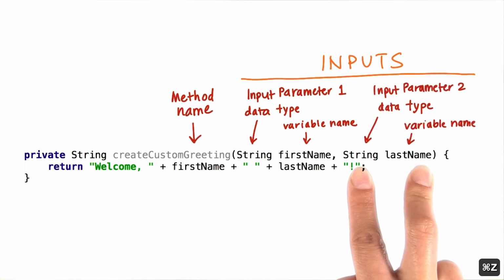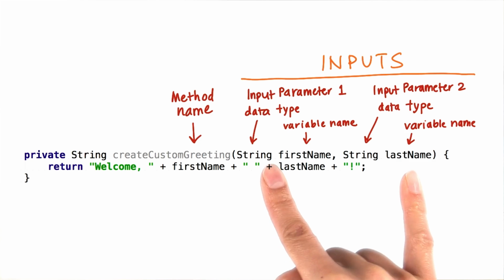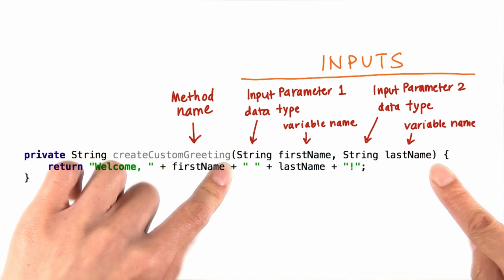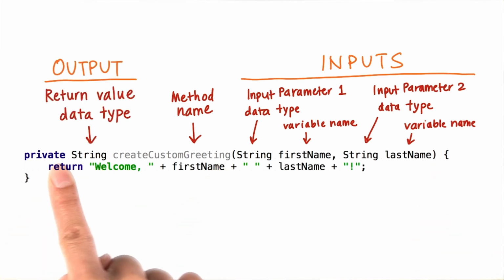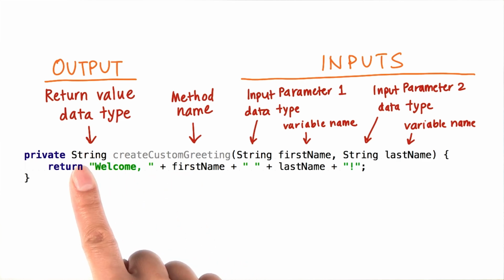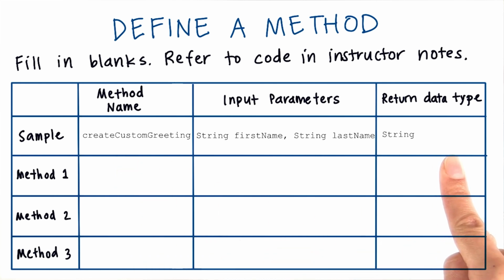Next we have the second input parameter. This is the data type and this is the variable name. And the two inputs are separated by a single comma, and they're enclosed within the opening and closing parentheses. Then we have the output here. The data type of the return value is String, because we want to return a greeting, which is a string. And this is what it looks like filled into the table. Now go ahead and fill in the blanks for the remaining three methods.